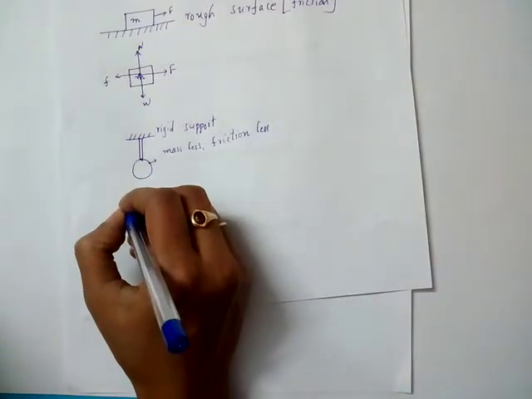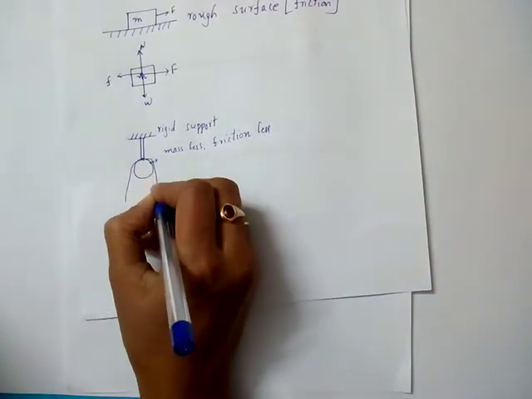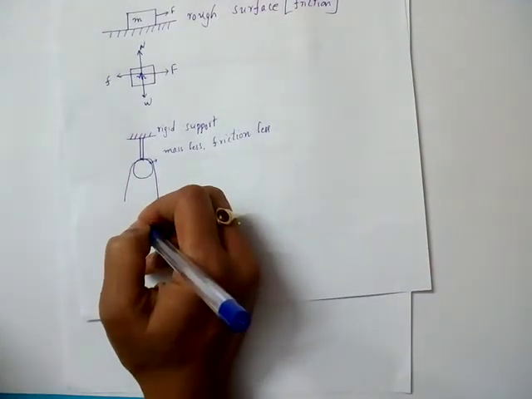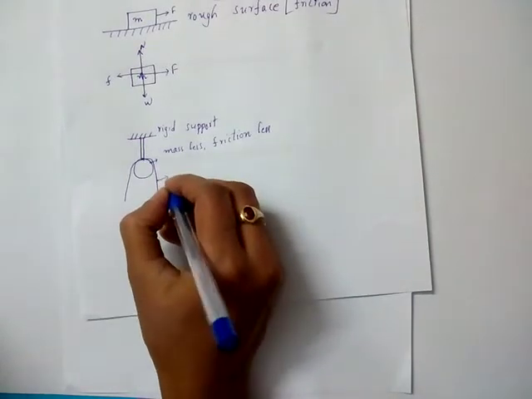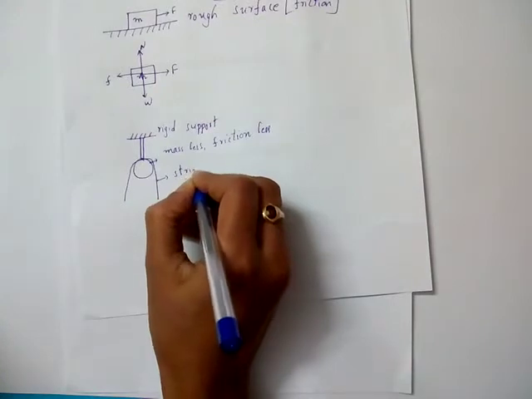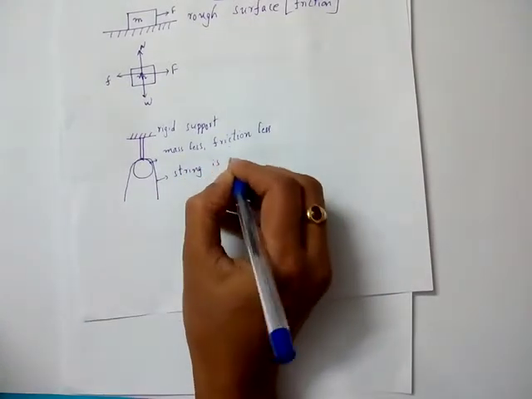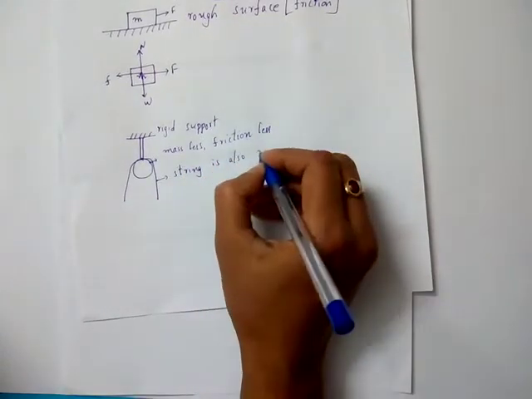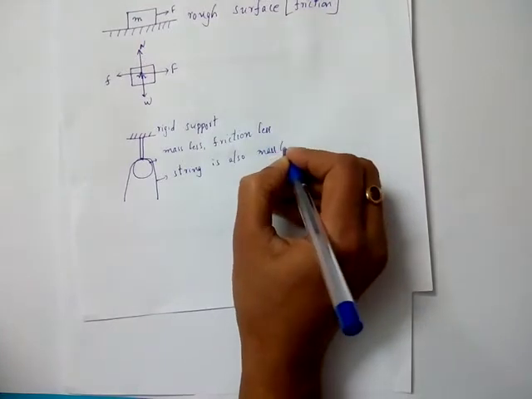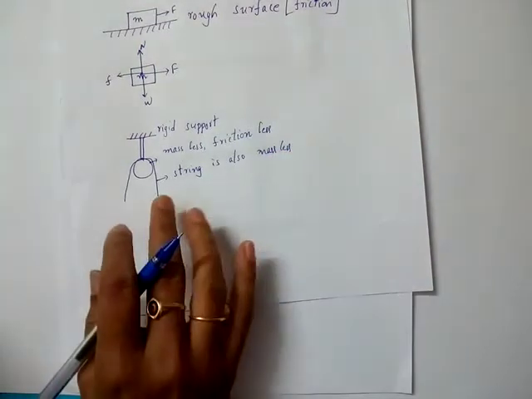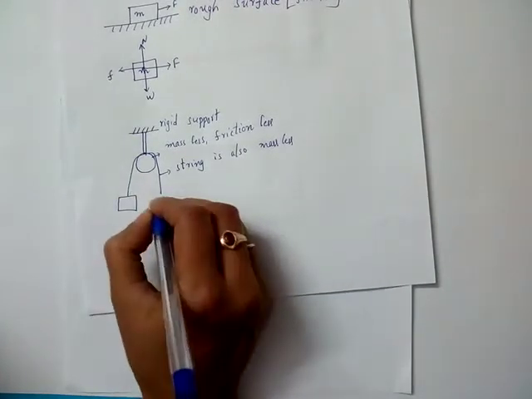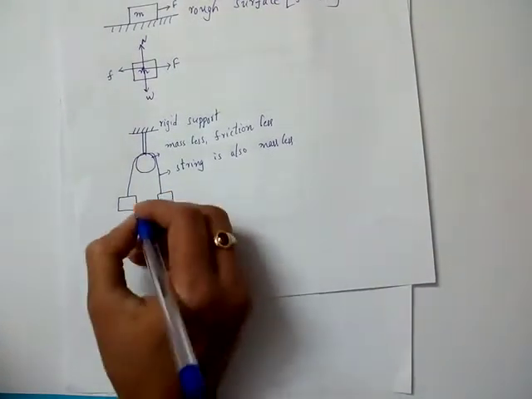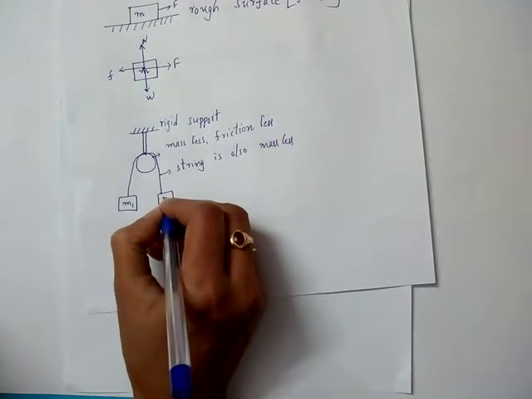In the same way, there is a string attached, or string which is coming over the pulley. Even this string is also massless and frictionless. Okay, understood? Now here two masses are hanging on both sides. Let us take M1 and M2.